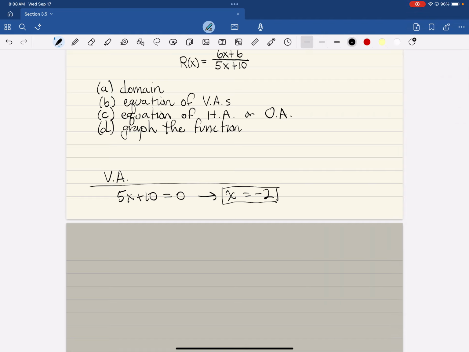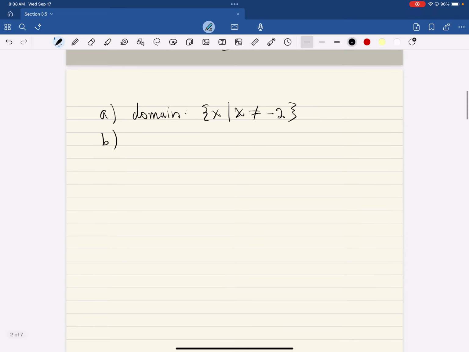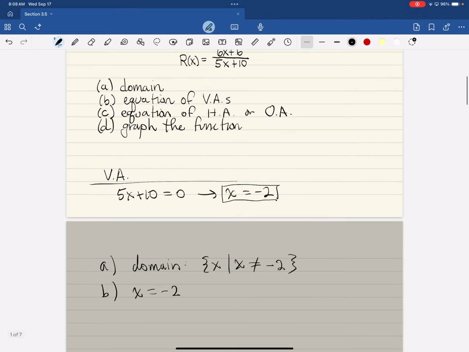Let's see. So part A, we can say that the domain is, and I think in this section they write it as, x such that x is not equal to -2. And then we can answer B. The equation of the vertical asymptote is x equals -2. That's the vertical line. Okay, and then part C, it's asking for horizontal asymptote or oblique asymptote.